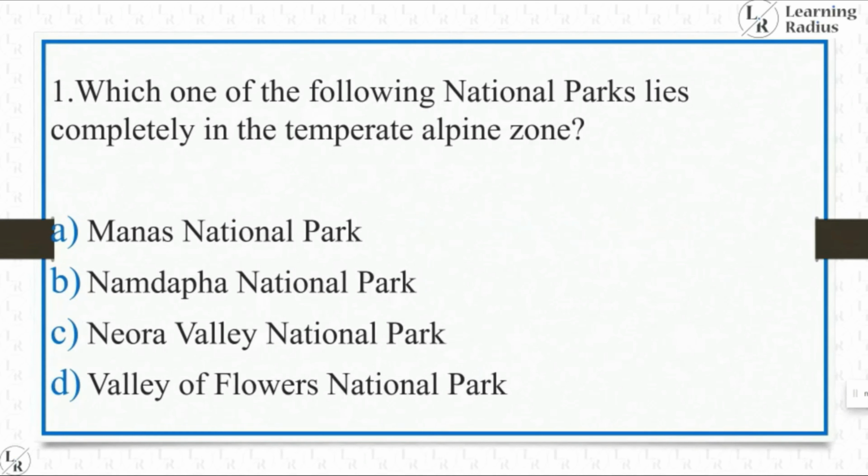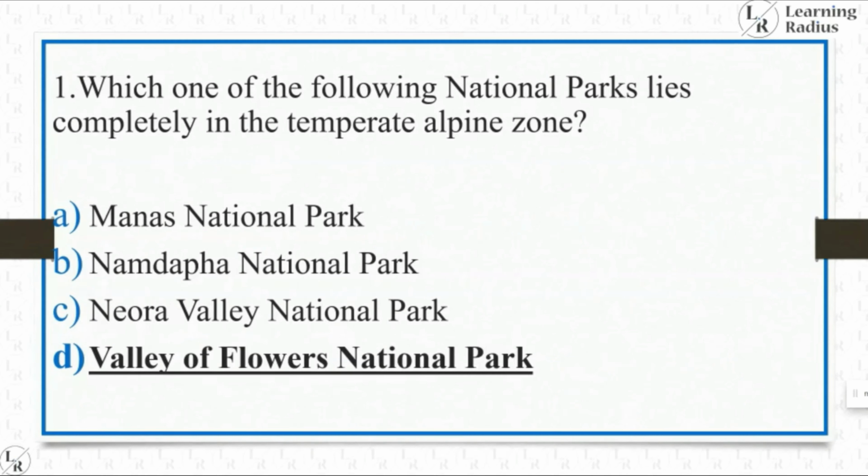Which one of the following national parks lies completely in the temperate alpine zone? Manas National Park, Namdapha National Park, Neora Valley National Park, Valley of Flowers National Park. It is not Manas, it is not Namdapha, it is not Neora, it is Valley of Flowers National Park. The answer is D. The Valley of Flowers National Park, we know it is there in Uttarakhand. Let's come to the next question.